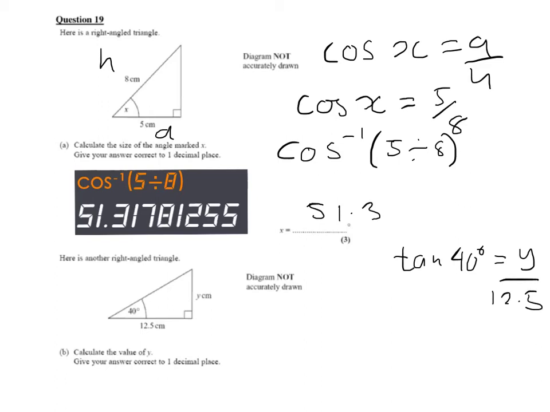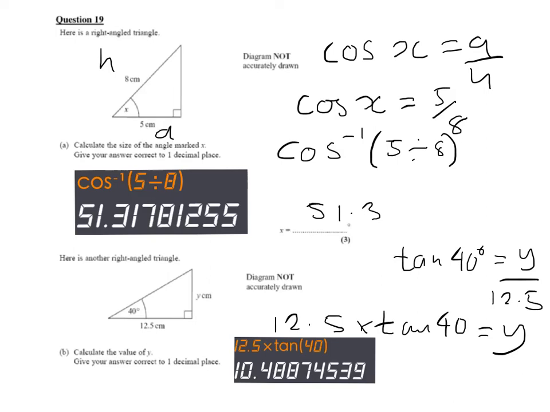12.5. So we simply move 12.5 from being a divider on the right hand side to becoming a multiplier on the left. And that will give me 12.5 times tan 40 degrees equals y. So I need to use my calculator to do that. So you can see I've inserted what I've done in my calculator, and again it wanted one decimal place. Make sure you read that carefully. So we need to round that off to 10.5. So the y will equal 10.5 centimetres.